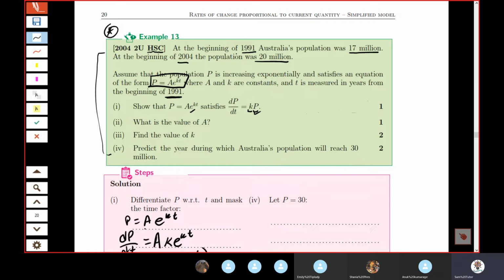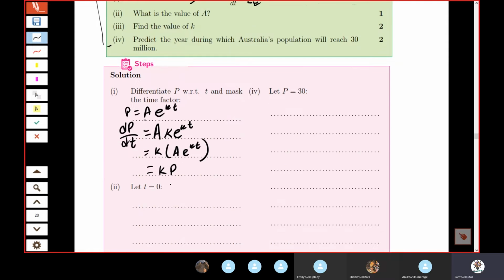To be able to do that, you've got to go back and read from the top. It says, at the beginning of 1991, Australia's population was 17 million. That means when time is 0, the population is 17 mil. At the beginning of 2004, how much time is that from 1991 to 2004? So just go 2004, take away 1991, should be 13 years. When time is 13, population is 20 mil. Once you know that, you start plugging in. So the first one is when time is 0, P is 17. Let time equal 0, P equals 17 mil, and this is the way it would look.